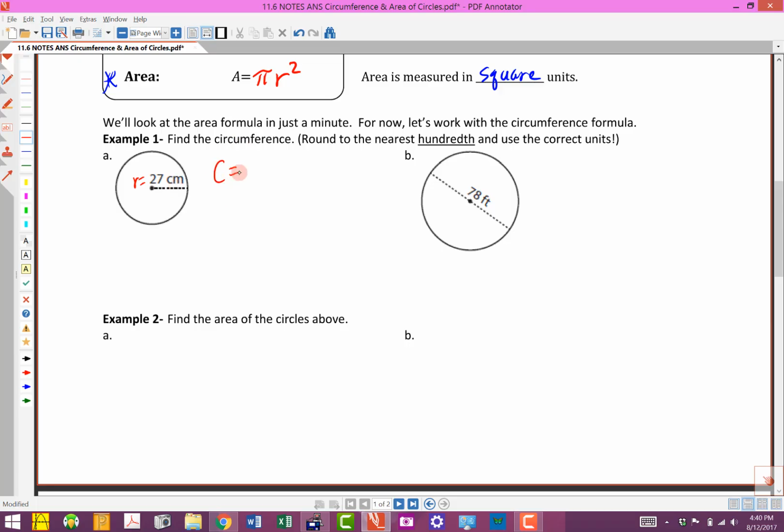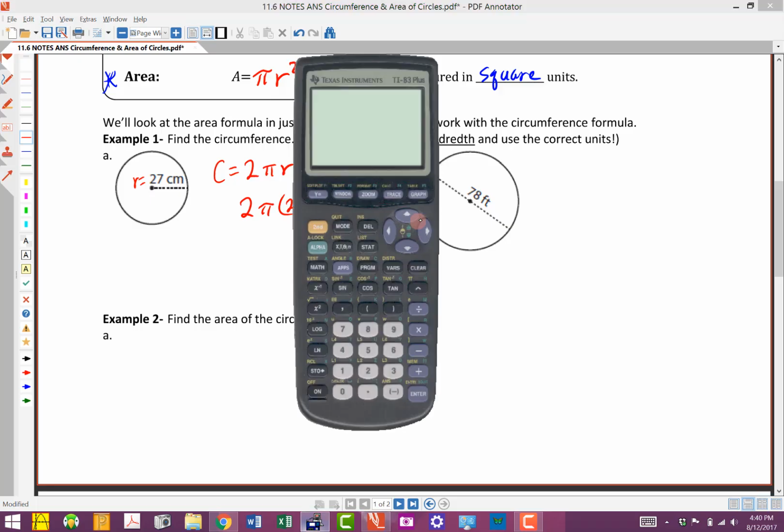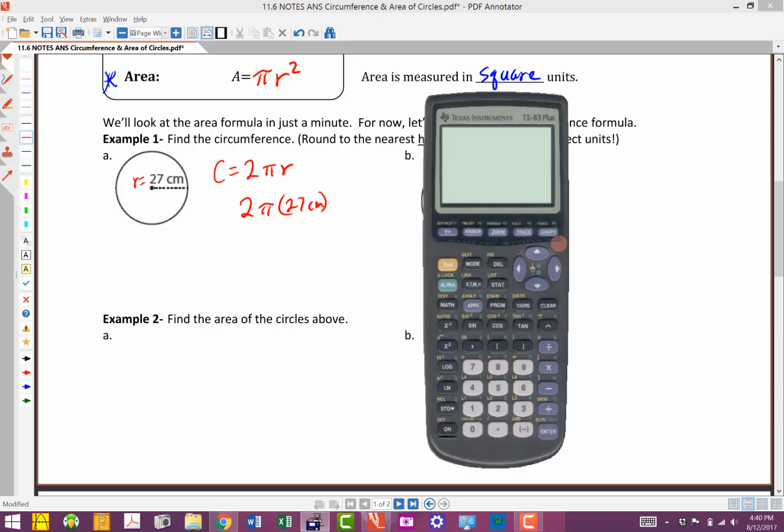Now, like everything else when you're learning these formulas, if you write them down a couple times, that's really going to be helpful. So I'm going to write down 2 pi r. So on this problem we've got 2 times pi, and then the radius is 27 centimeters. So I'm going to go ahead and pull up the calculator. You can use your calculator on this. The pi button on my calculator is right there.